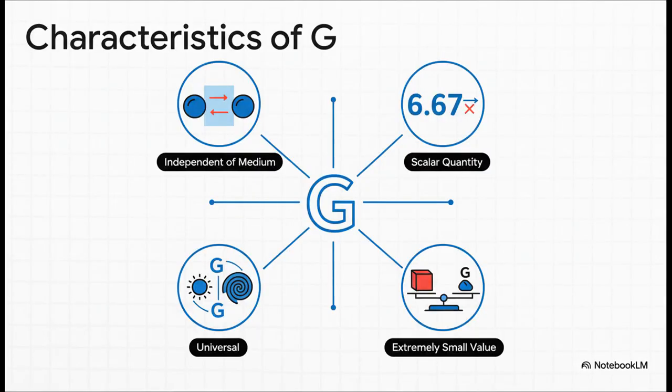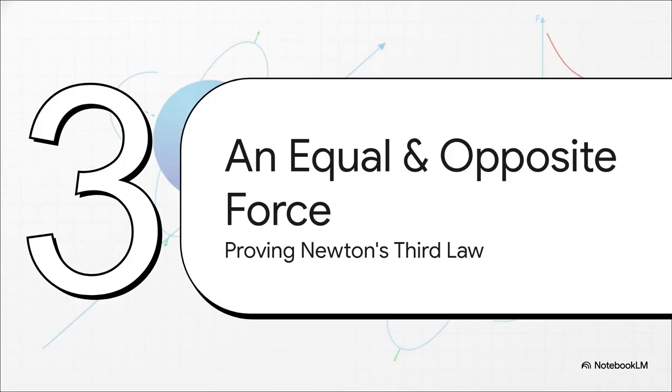So let's quickly review the most important things about G. First, it's a scalar. It's just a number, no direction. Its incredibly tiny value is the reason you don't feel a gravitational pull towards your desk right now. It's also universal, meaning its value is the same no matter where you are in the cosmos. And crucially, it doesn't matter what's between the two objects. Gravity works right through it. All right, now for something really cool.